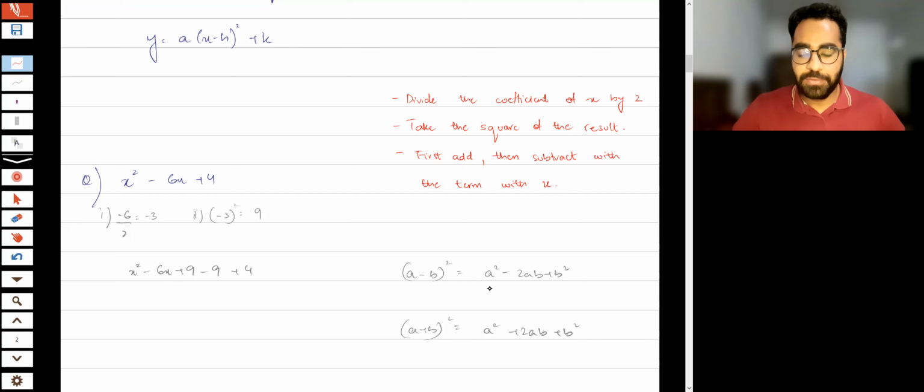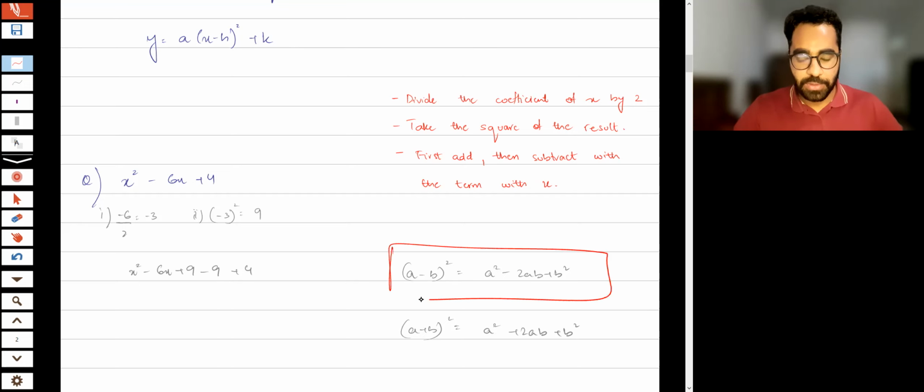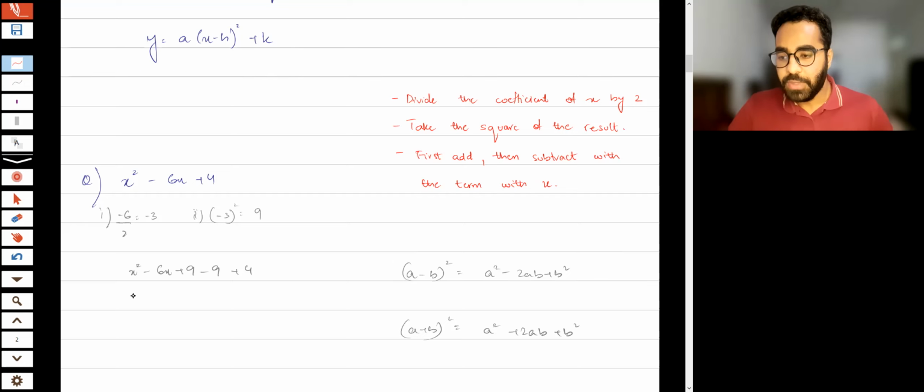Just remember that you have to use the first 3 terms to apply these identities. I'll be applying the second identity, because my coefficient of x is negative, so you're getting a negative over here. How are you going to apply it? I'll get x whole squared minus 2ab plus, and the square root of 9 is 3.